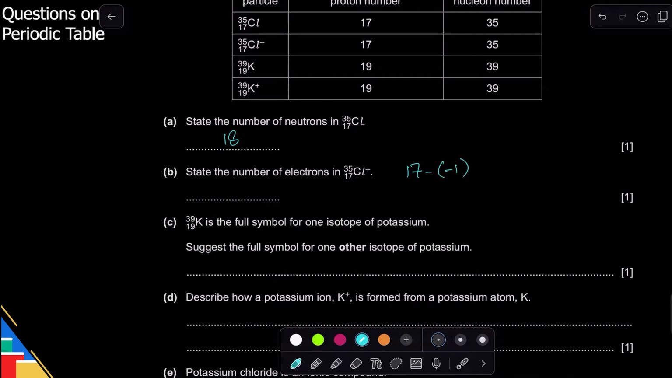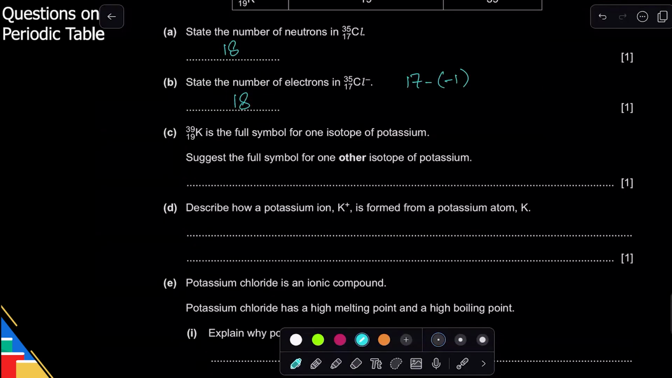Protons minus charge. So that is 18. This is a full symbol for one isotope of potassium. So there's a full symbol for another isotope.